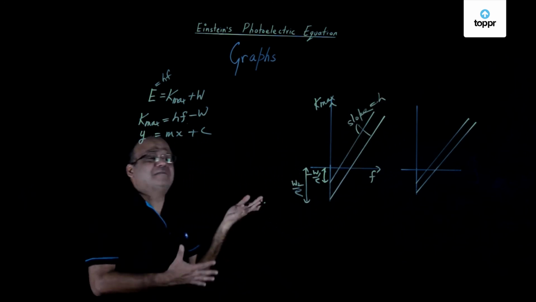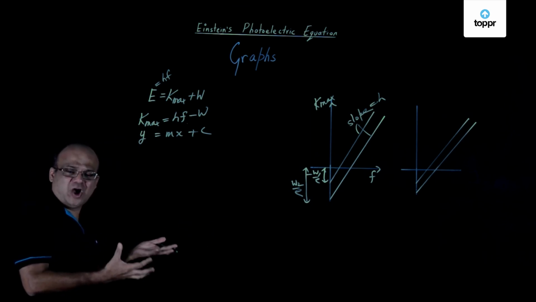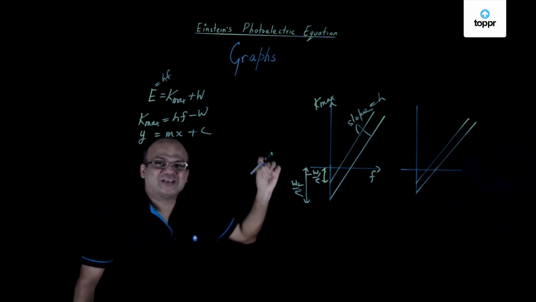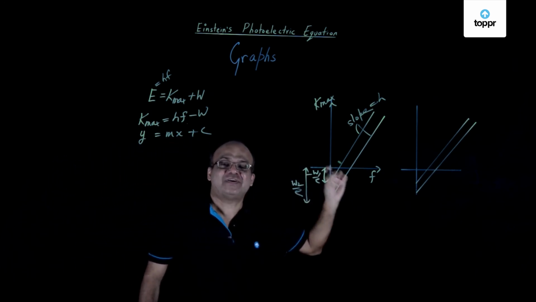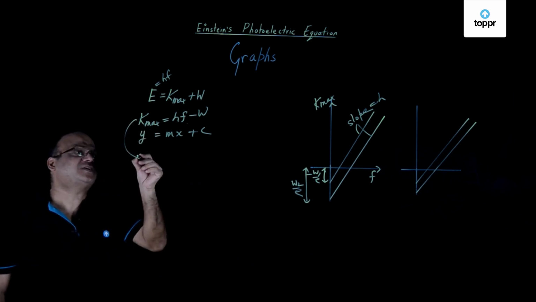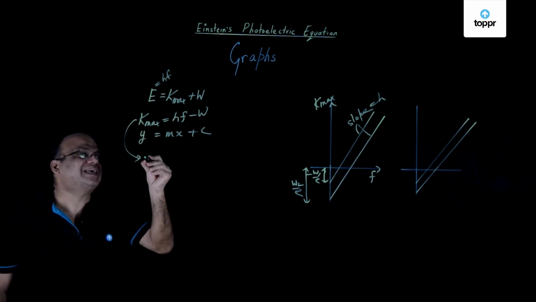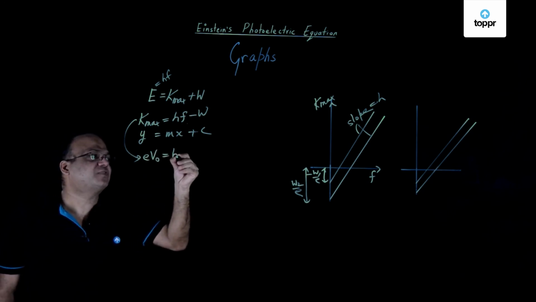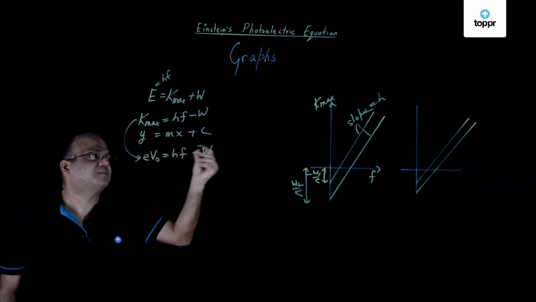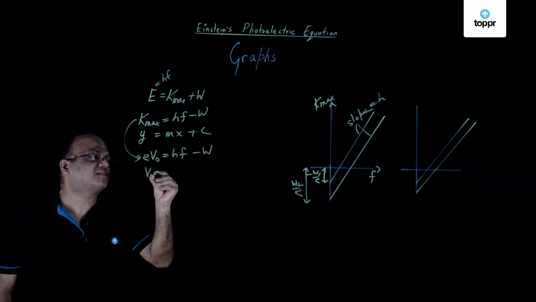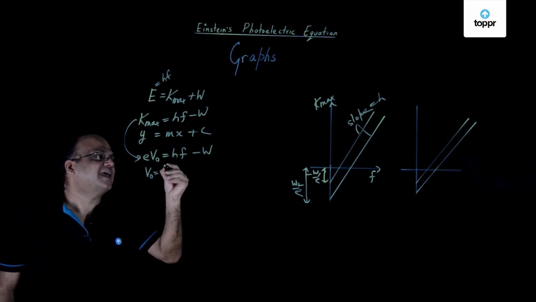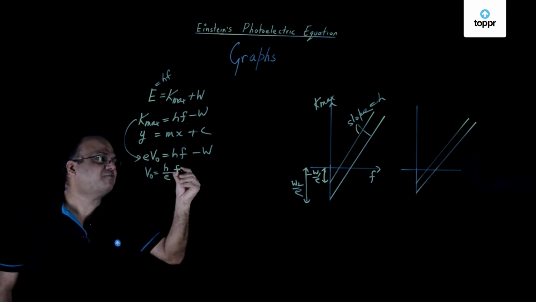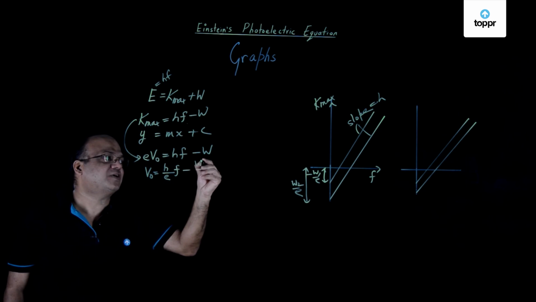Now we cannot measure Kmax directly in the lab. How do you measure Kmax? What do you use? Use stopping potential. Stopping potential is a measure of Kmax. So now look at this equation again. What is Kmax equal to? e times stopping potential. This will be equal to hf minus work function, and therefore stopping potential is h by e, where e is the charge of the electron, multiplied by frequency minus work function by e.